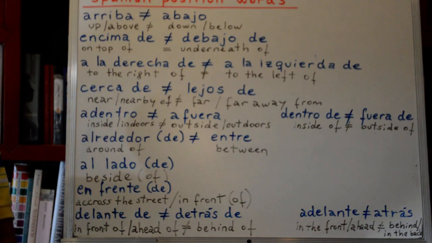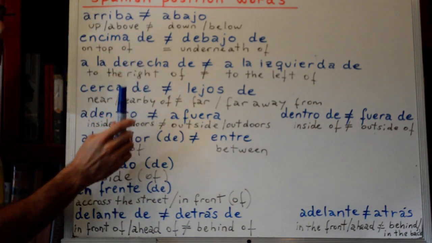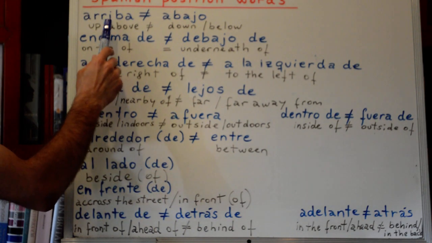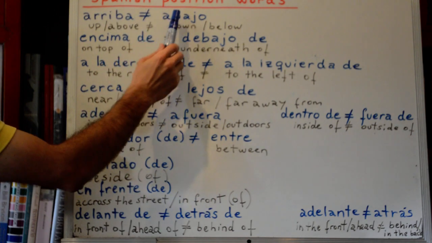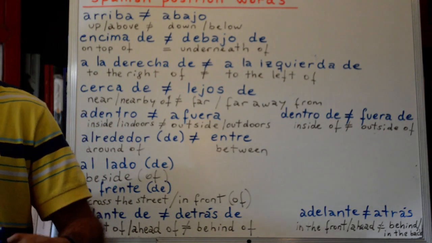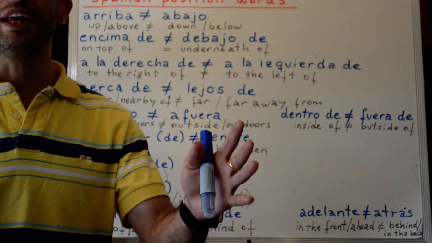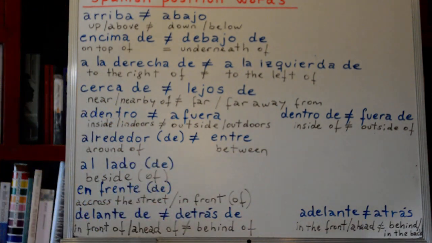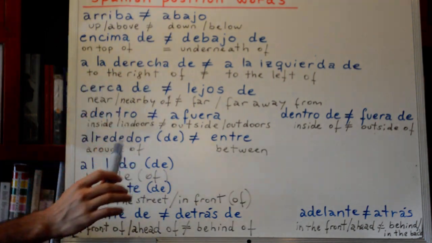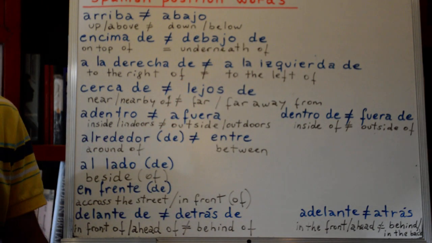If we want to say something is on top of something else, we use encima de and debajo de, okay? Actually, many people would use arriba de or abajo de. Many people would use those words and the idea will be transmitted easily. But that would be grammatically incorrect, okay? That would be wrong. The correct way to speak would be encima de, to say on top of something, and debajo de, underneath or below something, okay?